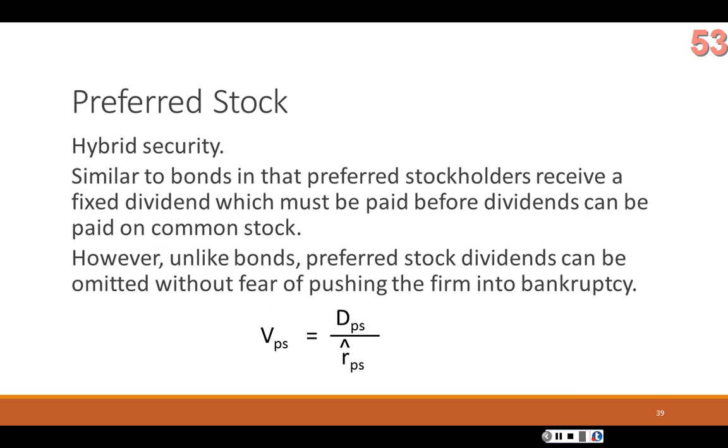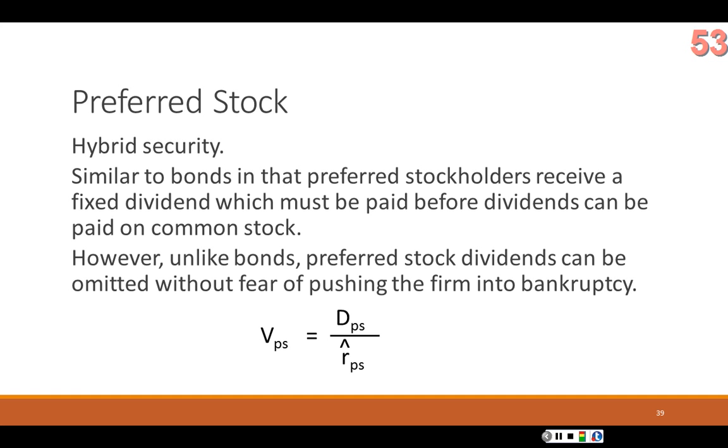So next we're going to discuss preferred stock. Preferred stock is a hybrid security. It's similar to bonds in that preferred stockholders receive a fixed dividend which must be paid before dividends can be paid on common stock. But unlike bonds, preferred stock dividends can be omitted without the fear of bankruptcy. So if a company can't afford to pay preferred stock dividends, they can simply postpone them. There's no obligation for them to be paid.